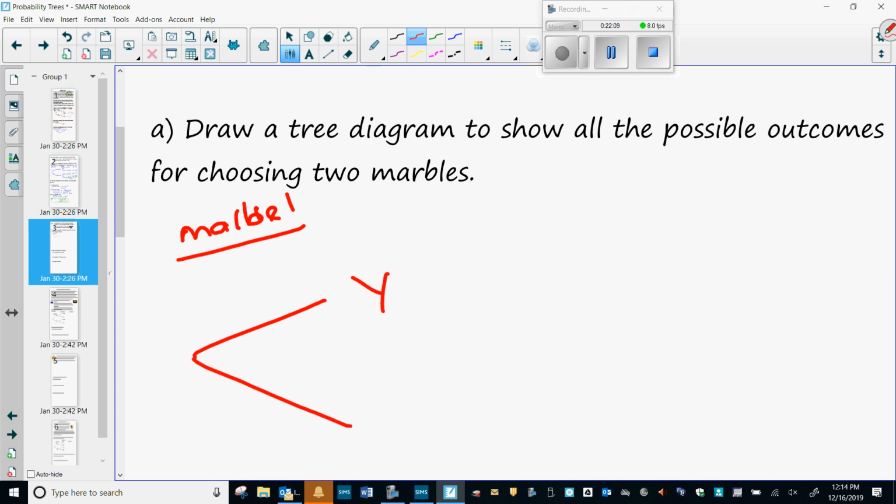Yellow and green. Okay, so they are my options for my branches. So marble 1 can either be yellow or green. When it says replace, does it just mean put back? Yes. That's a fancy way of saying put back. But the reason is because in some cases, and we're going to go on to them, they don't put it back. And so obviously if they don't put it back, then probabilities are all going to change. Okay? So marble 1 has got yellow and green. So what's the probability of getting a yellow marble? 0.7.